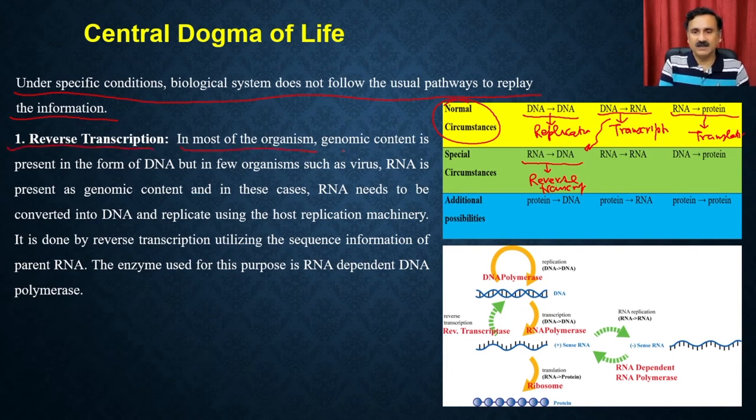In most organisms, the genomic content is present in the form of DNA, but in a few organisms such as viruses, RNA is also present as the genomic content, and in these cases, RNA needs to be converted into DNA and replicated using the host machinery. It is done by reverse transcription utilizing the sequence information of the parent RNA. The enzyme used for this purpose is called the RNA dependent DNA polymerase, or it is also called the reverse transcriptase.